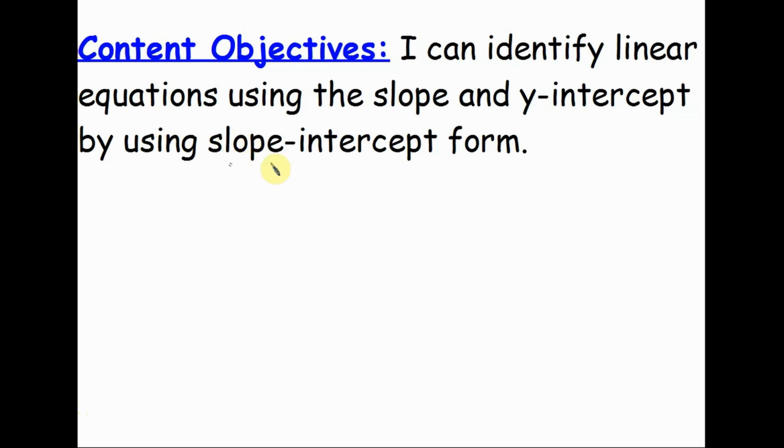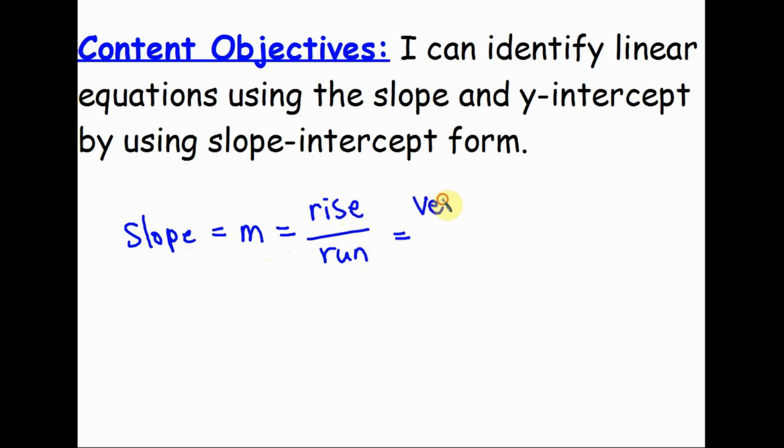Before I begin with the slope-intercept form, let's review what we talked about in the previous lessons. The slope. In a variable, we are using the m, where the slope is written by rise over run. Also, the rise is representing a vertical change over a horizontal change.